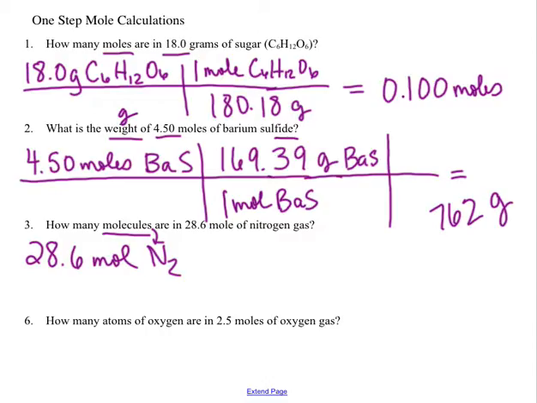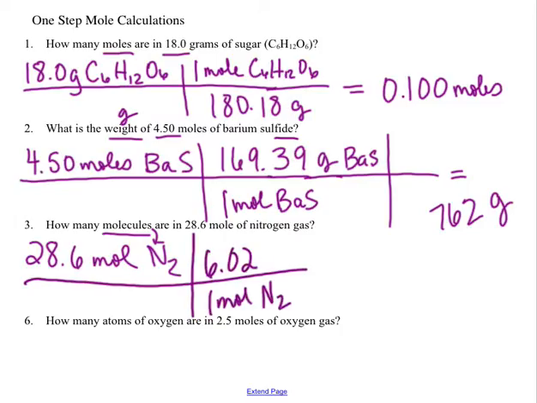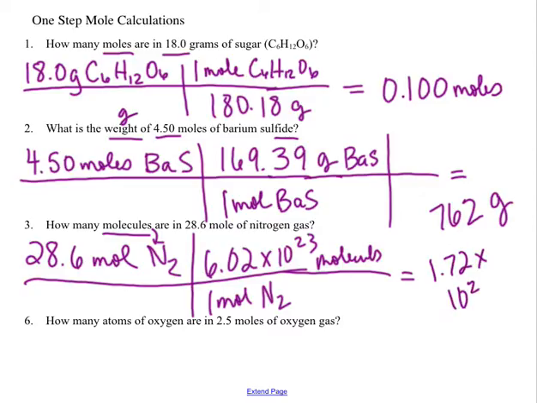So we're in mole town. We want to get to particle city. So we're going to use Avogadro's number. So in our little dimensional analysis, for every 1 mole of N2, I have 6.02 times 10 to the 23rd molecules. And what do we get? Someone else get that? Just making sure.